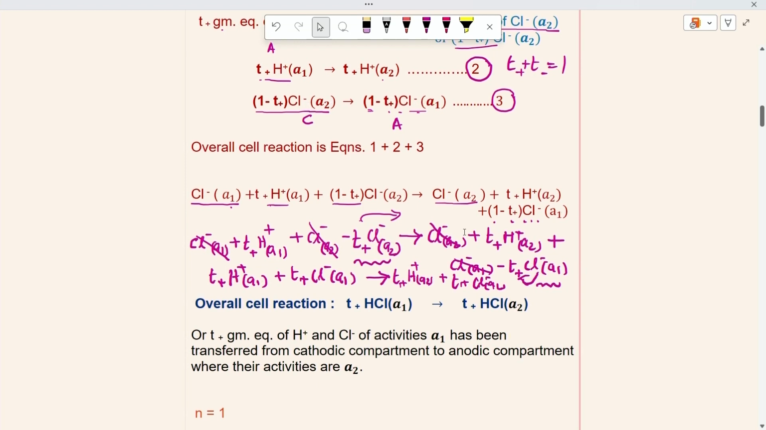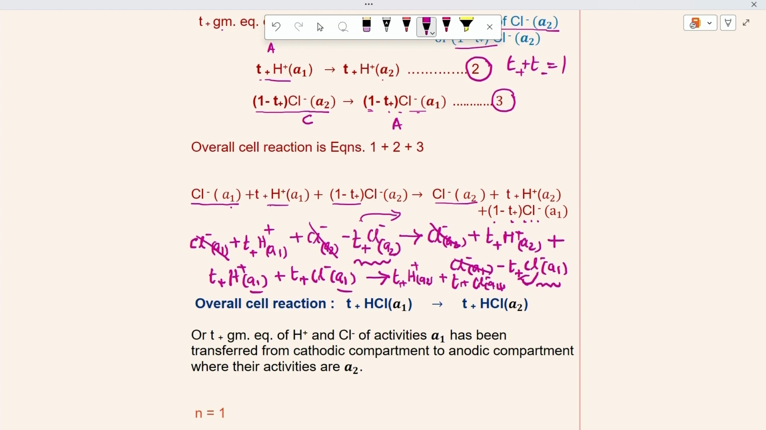Okay. So, you can take this as t+ of H+ of activity 1, both are activity 1. So, combining these two ions together, I can make it HCl. So, it becomes t+ of HCl of activity 1 gives t+ of HCl. Here, both are a2, one is Cl−, the other one is H+. So, this becomes t+ of HCl of activity 2. So, this is the overall reaction.